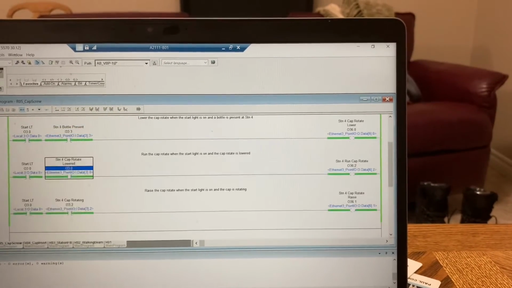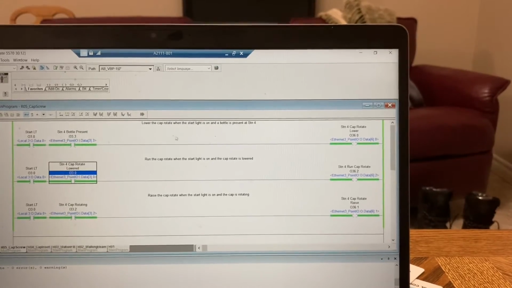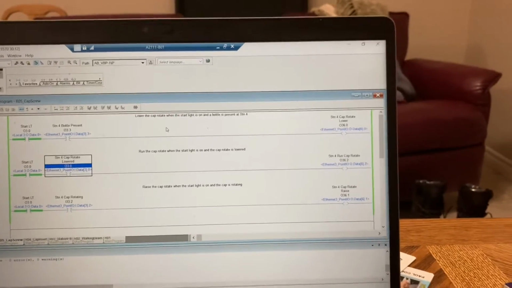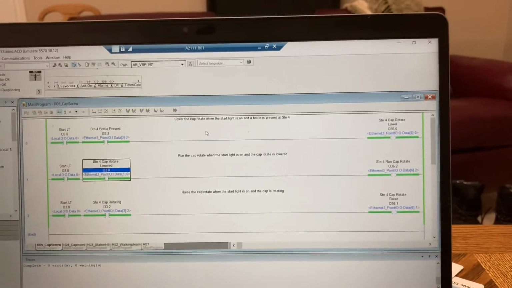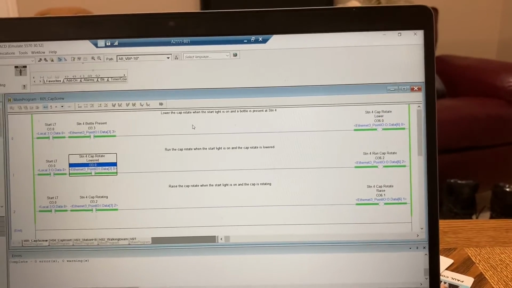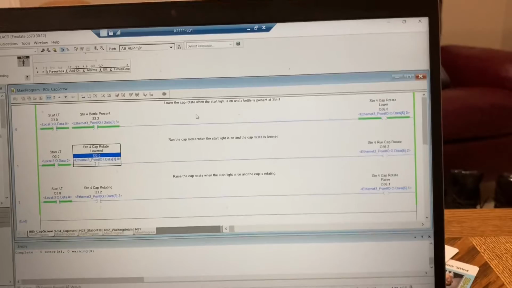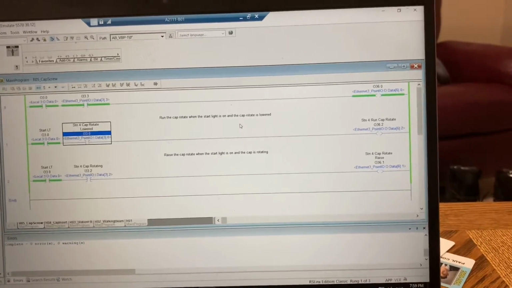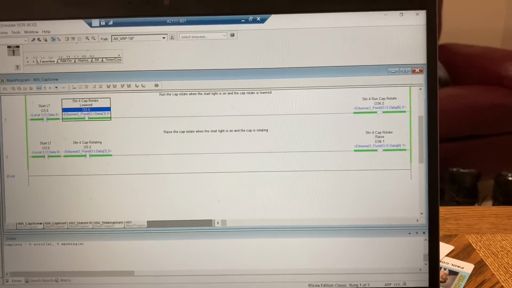And now for the fifth subroutine, the first rung lowers the cap rotate when the start light is on and the bottle is present in station 4. And then the second rung rotates the cap when the start light is on and the cap rotate is lowered. The third one raises the cap rotate when the start light is on and the cap is rotating. And that's everything for the code.